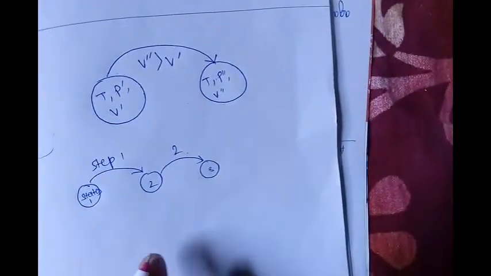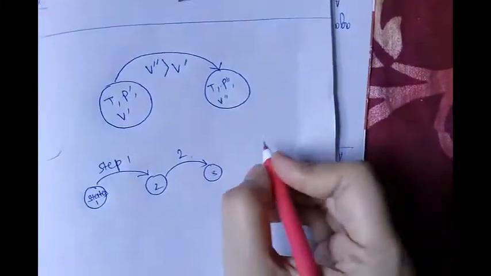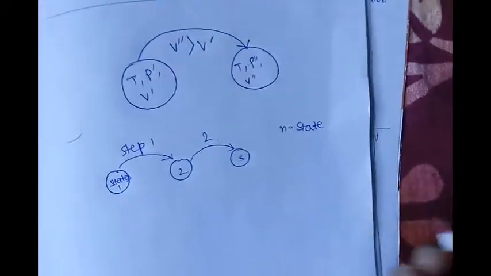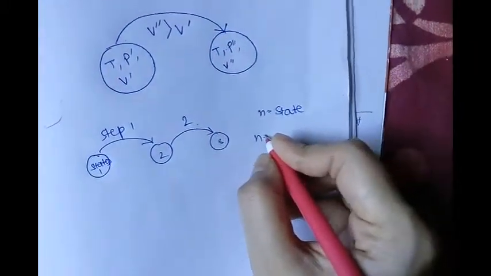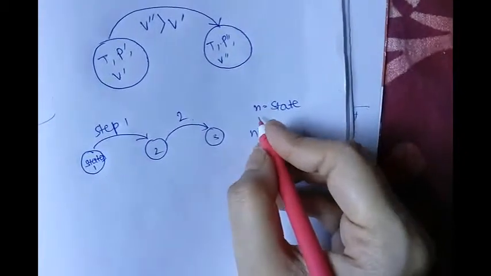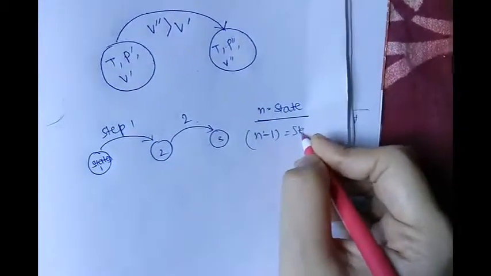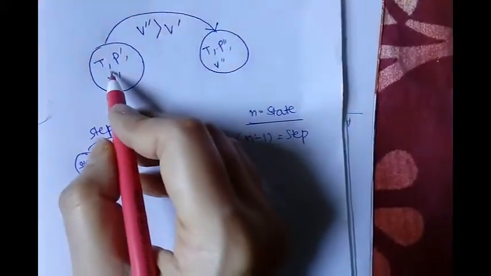If we increase the steps, the states will also increase. If there is n number of states, then there will be n minus 1 number of steps. Now here the variables are temperature, pressure and volume.